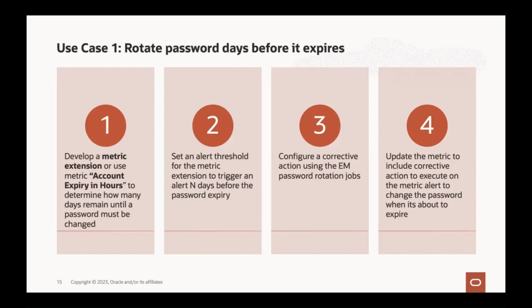In step 2, set thresholds to trigger the corrective actions on violation of thresholds, either for the metric or metric extension. In step 3, configure a corrective action using the EM password rotation jobs. In step 4, update the metric or metric extension to include the corrective action to execute on the metric alert to change the password when it's about to expire.